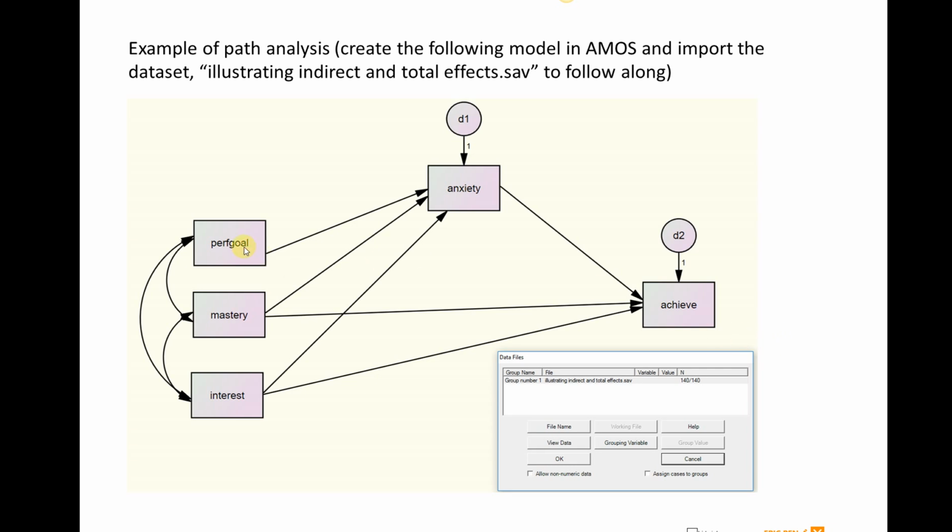Again, going back to performance goals, the proposed relationship between that variable and achievement is completely indirect through anxiety. Similar to the mastery predictor variable, we also have interest, which is proposed to exhibit a direct effect on achievement, but then also an indirect effect through the anxiety mediating variable.